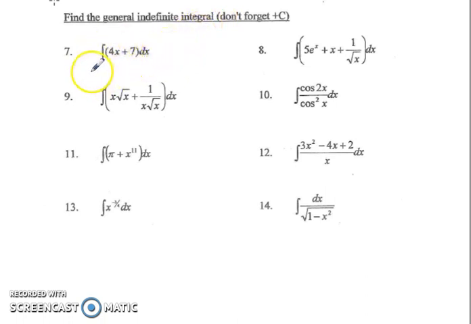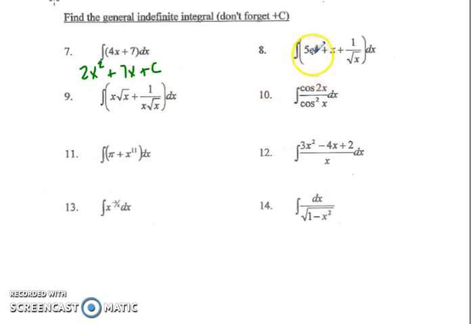We integrate 4x to be 2x squared, so I went up a degree and divided by the new degree, plus 7x plus c. That one was just a polynomial, so pretty easy to antidifferentiate.